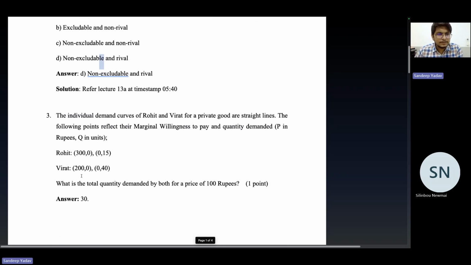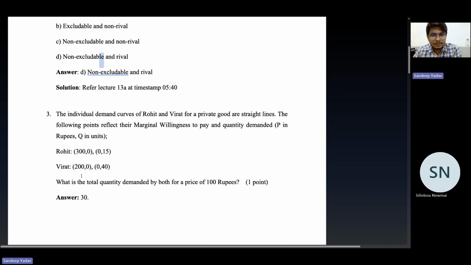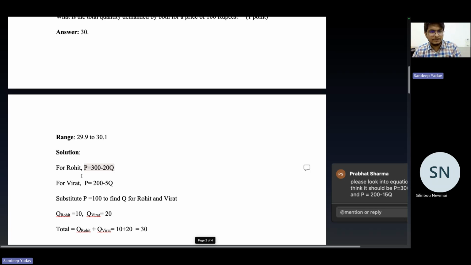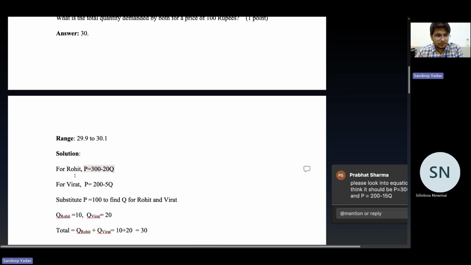So now moving to question number 3. The individual demand curves of Rohit and Virat for the private goods are straight lines. The following points reflect their marginal willingness to pay and the quantity demanded in rupees. So this is a numerical question. Here we can draw a line for Rohit and Virat. P is equal to 300 minus 20Q is the line for Rohit, and P is equal to 200 minus 5Q is the line for Virat.